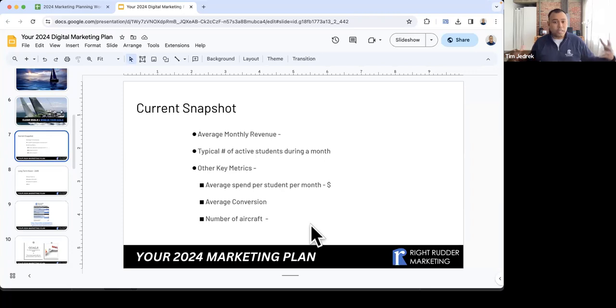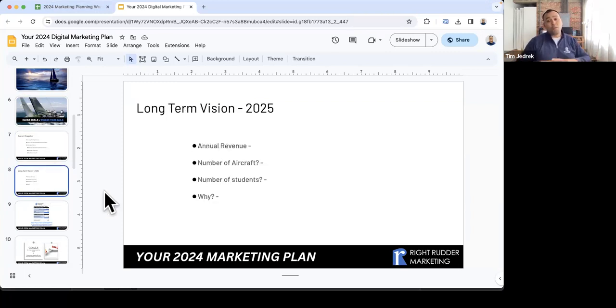Now, if your goal is to get to say 10 aircraft or 20 different planes, then obviously these numbers change around, right? And it's really important that we go over our current snapshot because that really sets us up for our long-term vision. So we'll take a few minutes here to think about our business.